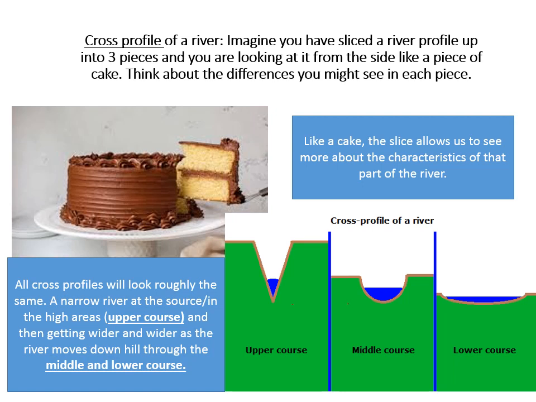Okay, so all cross profiles will look roughly the same. The narrow river at the source in the high areas, and then getting wider and wider as the river moves down through the middle and lower course. So they all will look like that. All river profiles look vaguely the same. There might be some slightly different characteristics, but the overall pattern is the same on all of them. Okay, so that's something to just think about there as we move on.